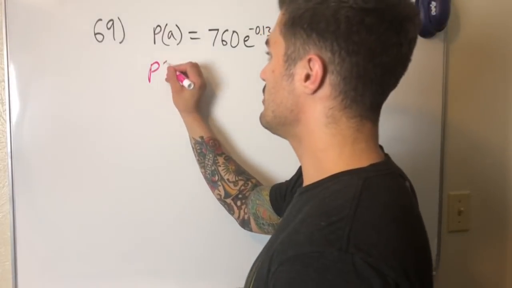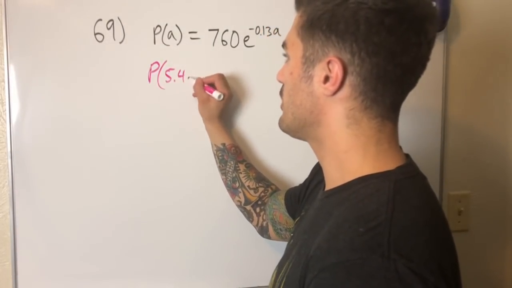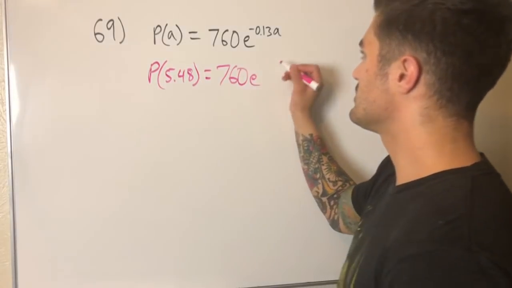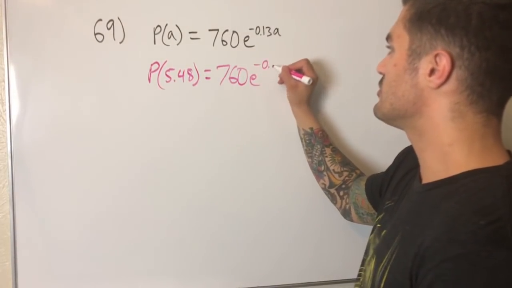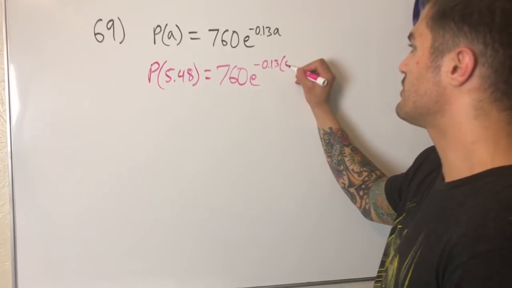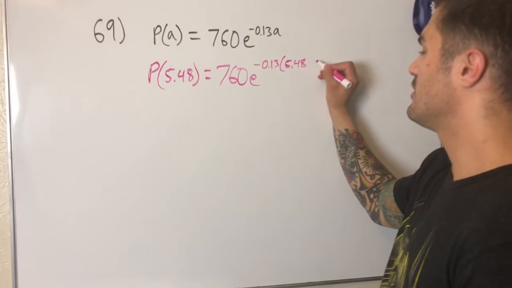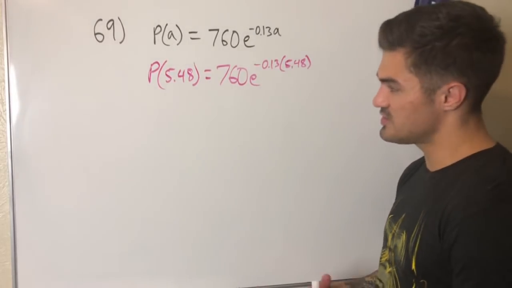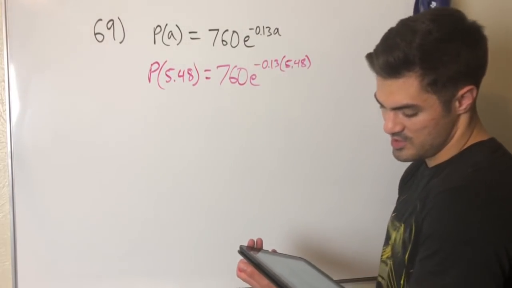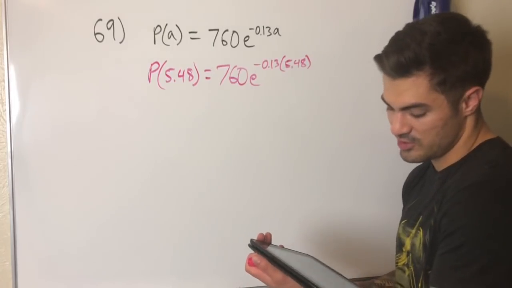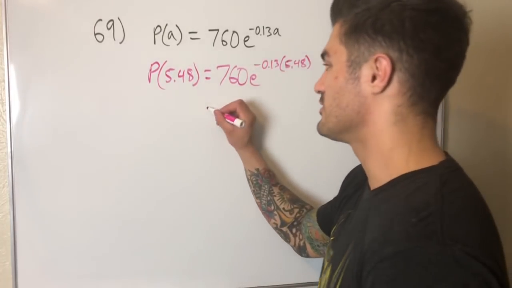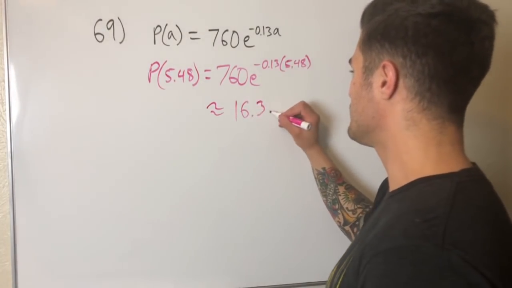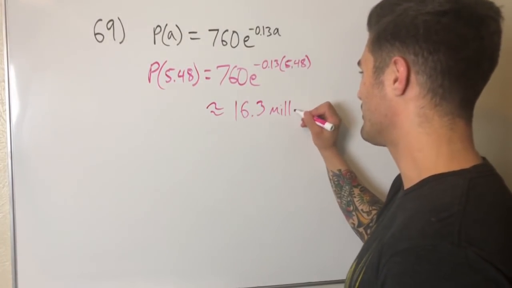So I have P of 5.48 equals 760 times e to the -0.13 times 5.48. And when I punch this in a calculator, I get 16.3 million. And it says round to the nearest 100,000. So that's what I get after I round. So 16.3 million. But yeah, this is pretty straightforward. As long as you really know how to use a calculator, you should be good.